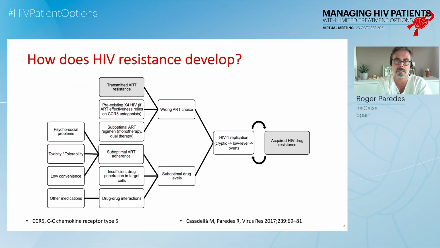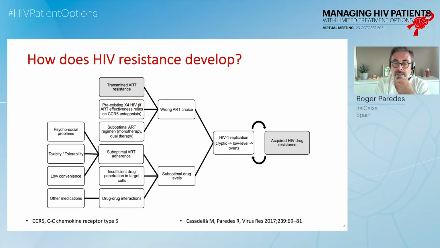So the first question is, how does HIV resistance develop? This is a summary here. Resistance can develop because first there is transmitted antiretroviral resistance, which leads to a wrong antiretroviral choice. The wrong choice could also be due to pre-existing X4 HIV, or, in a rare event, because we are using suboptimal antiretroviral therapy, which is really rare these days.